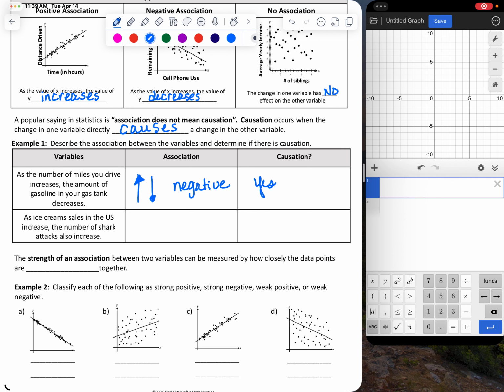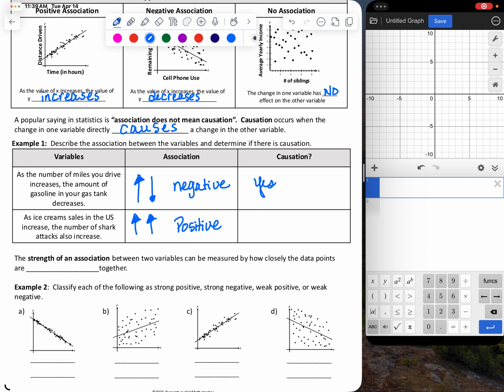All right. Here's another example. And this is a true example, by the way. As ice cream sales in the U.S. increase, the number of shark attacks also increase. So our first variable, ice cream sales, as it goes up, the number of shark attacks in the U.S. also goes up. So this would be said to be a positive association, because as one variable increases, so does the other. But is there causation?